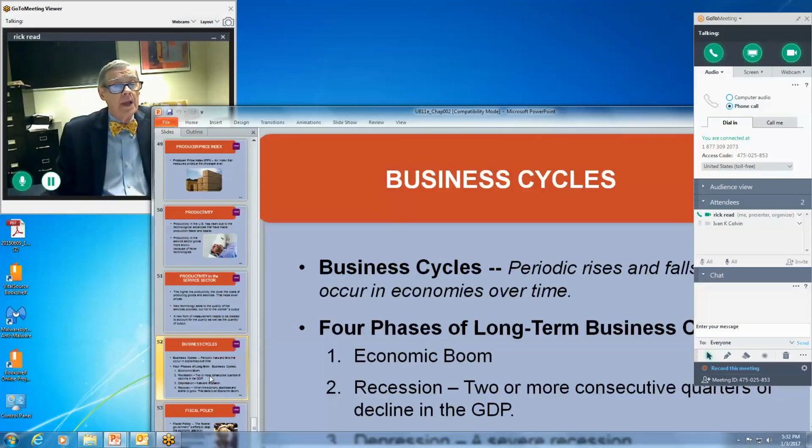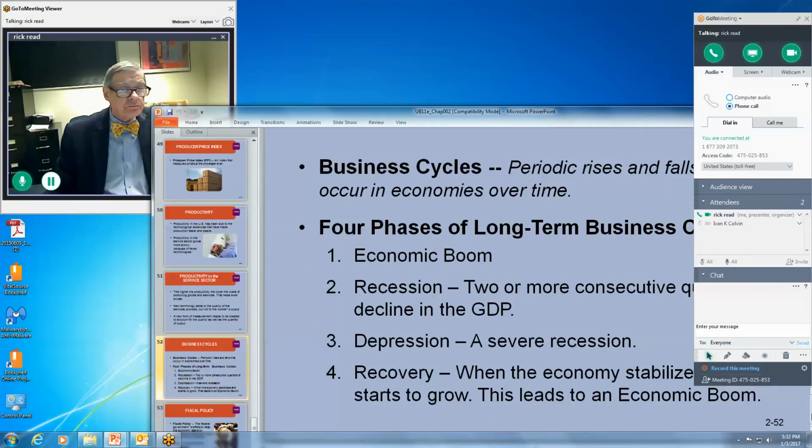We have 4 business cycles, and you can see these in your text. Economic boom, a recession, then we have a depression and a recovery. The recession is, notice, 2 or more consecutive quarters, 3-month periods, of decline in the GDP. Depression is a severe recession, and the recovery is when things are starting to move back to normal.